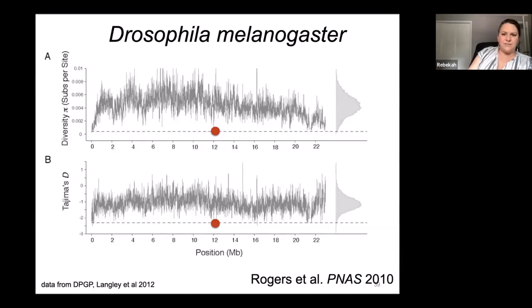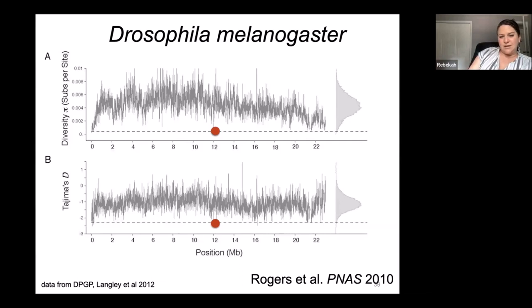So if you plot genetic diversity for our beloved fruit flies that we work on, some of the first species where you were able to do solid population genetics, you get a mean and a variance for Tajima's D and a mean and a variance for pi. My cursor isn't working, but on the side, you see these density plots and they look relatively normal-ish, but they're in fact slightly skewed. Tajima's D does not have a mean of zero and a standard deviation of one.